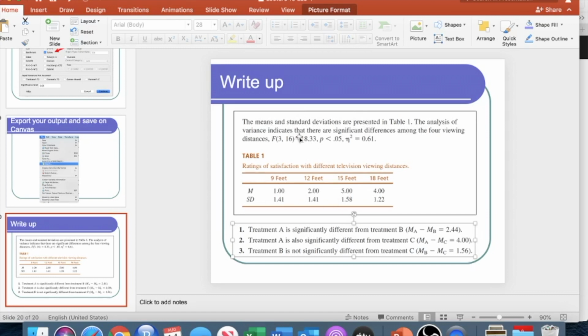The analysis of variance indicates that there are significant differences among the three. We have to say the analysis of variance indicates there are no significant differences among the three setting types. And then report out the F value. This is theta squared, I believe. That's the effect size. Just report out this F statistic.